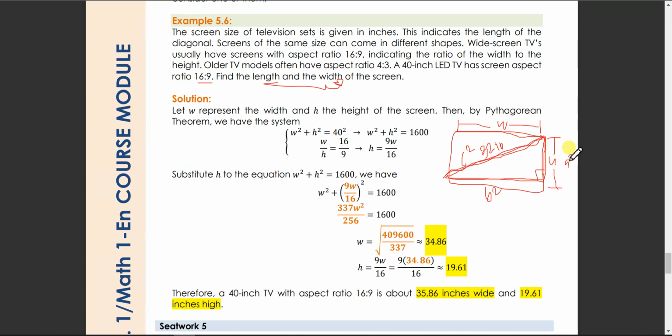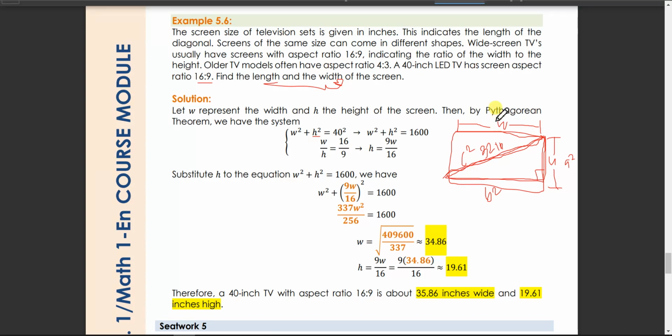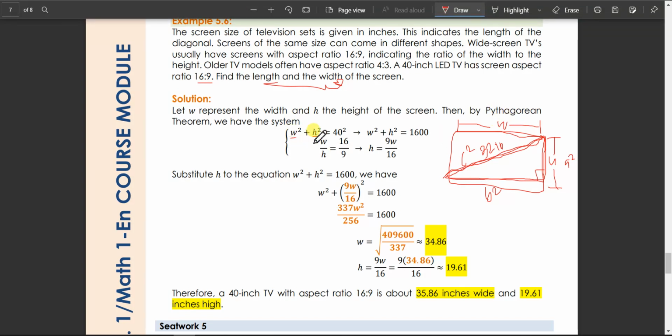So our a squared here is our height. So we have h squared kani. Then our b squared is equal to w, which is our width. So we have width squared is equal to our c squared or kani atong hypotenuse, which is equal to 40 squared. So sa itong example, we have 40 inches. Gihatag man, 40 inches. So 40 squared, that is equal to 1,600. So we have this first equation, w squared plus h squared is equal to 1,600.